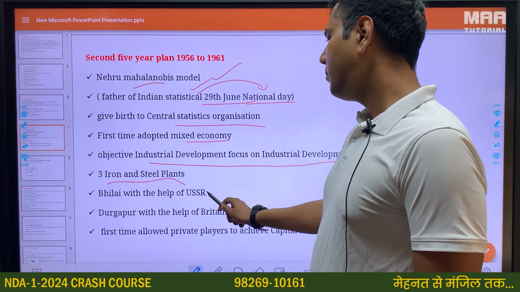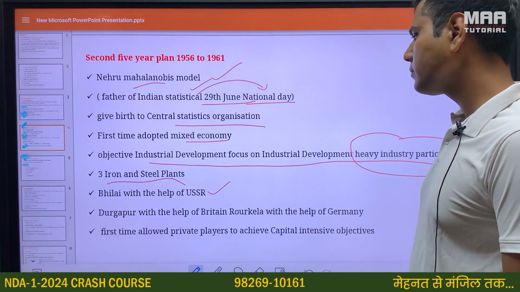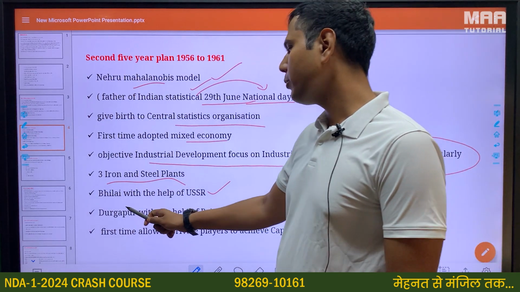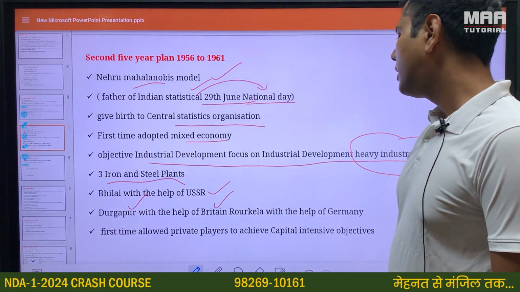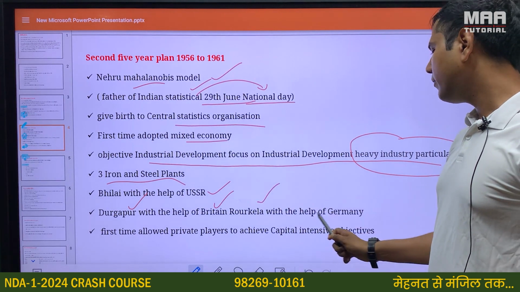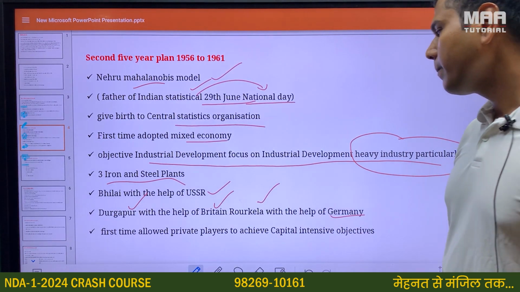A plant was made in Bhilai with the help of the USSR. Another we made in Durgapur, which is in West Bengal, with the help of Britain. Rourkela, which is in Odisha, we made with the help of Germany.